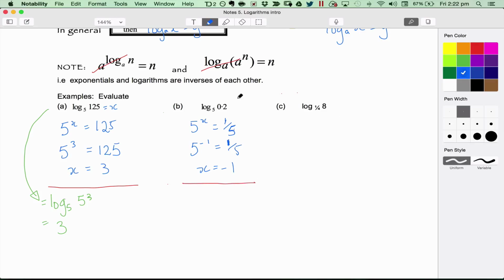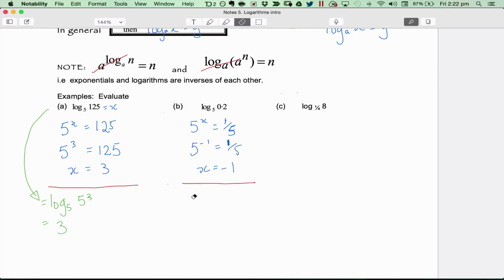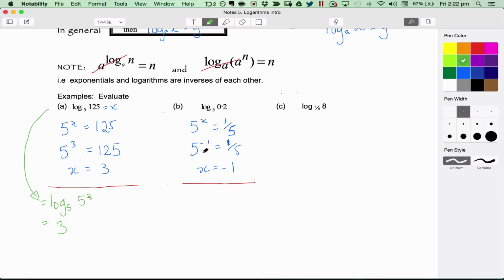Second method, we'll rewrite, first of all, I'll rewrite this as log 5 of 1/5. Now I'm going to try and write this as 5 to the power something. So 1/5 is 5 to the -1. These two 5s will cancel out, and we're just left with -1.